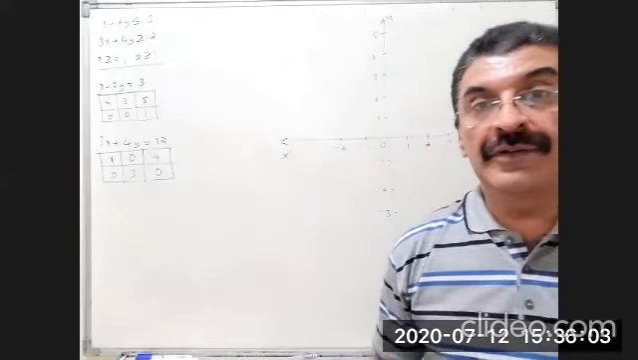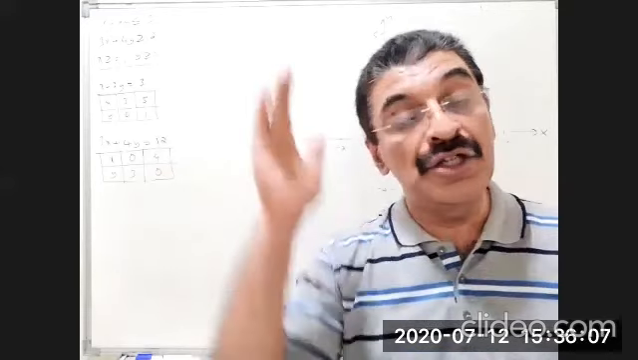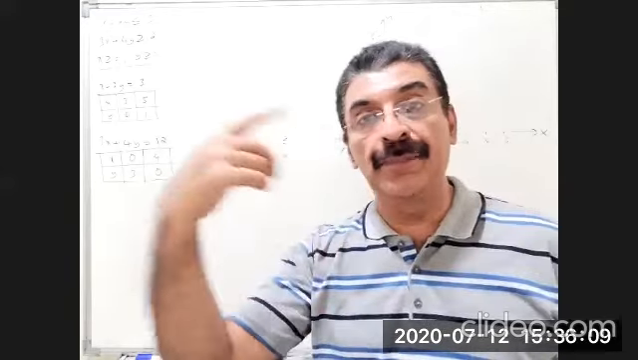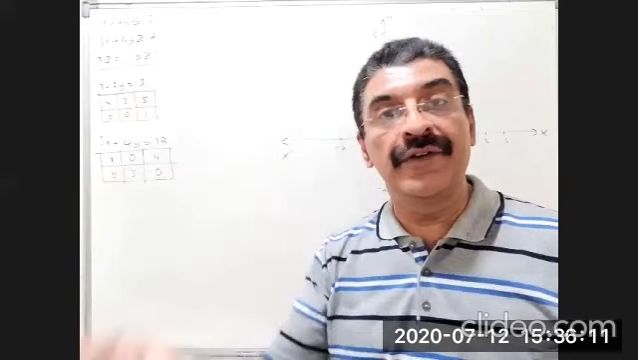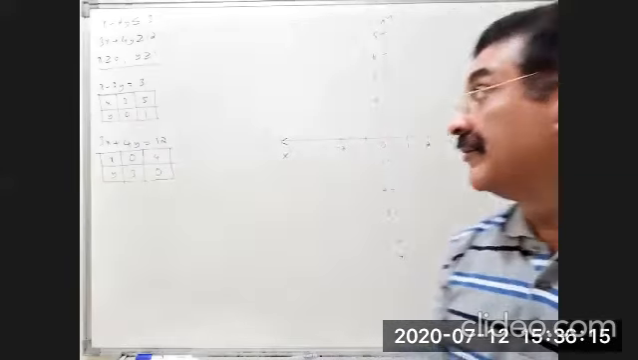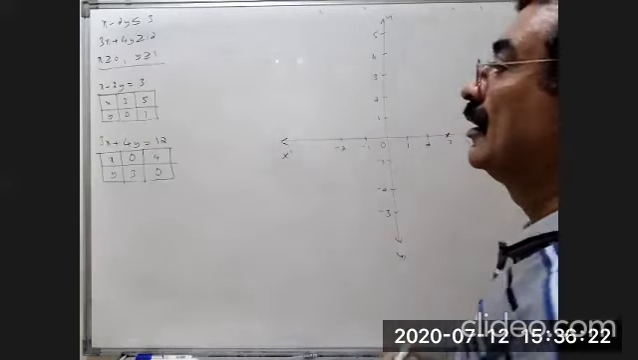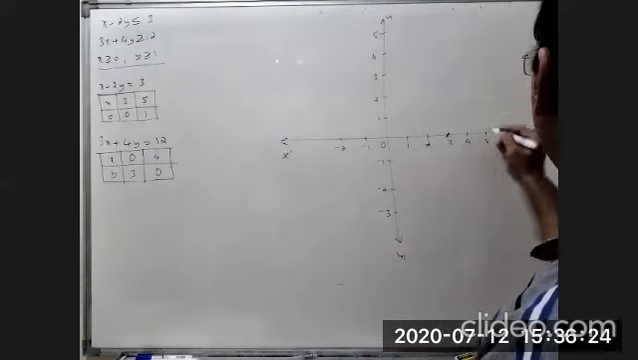Plotting the points: first plot the points of a line and draw that line. Then only go for plotting points of the second one. Otherwise, a lot of points you will mark together. First one, 3, 0. 3, 0 is here. 5, 1. 5, 1 is here.